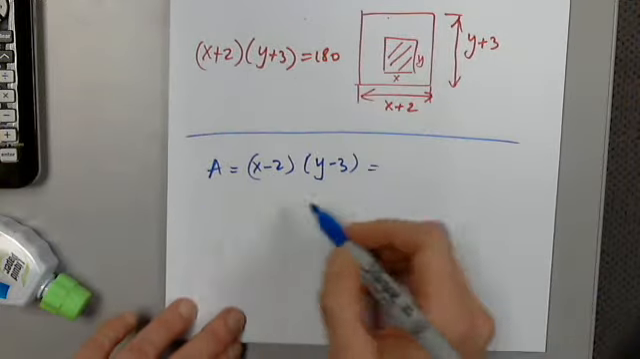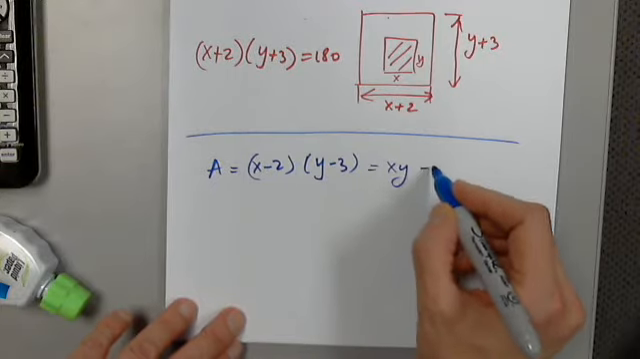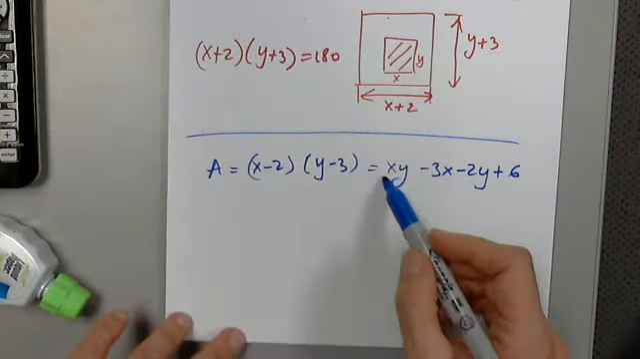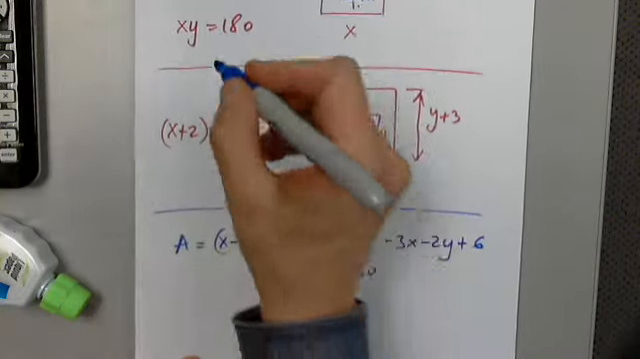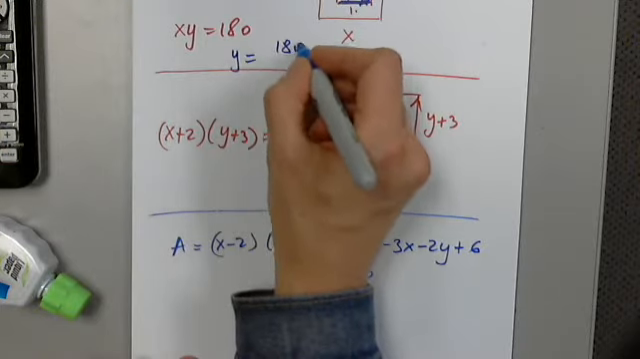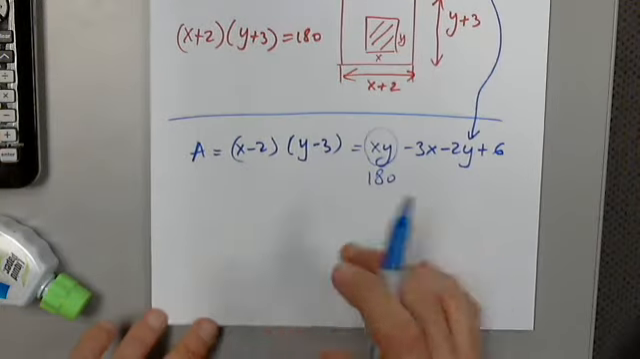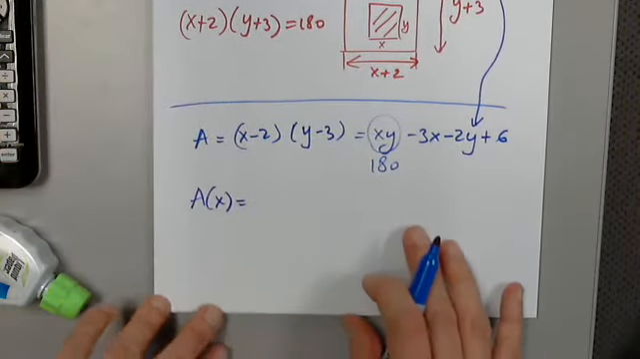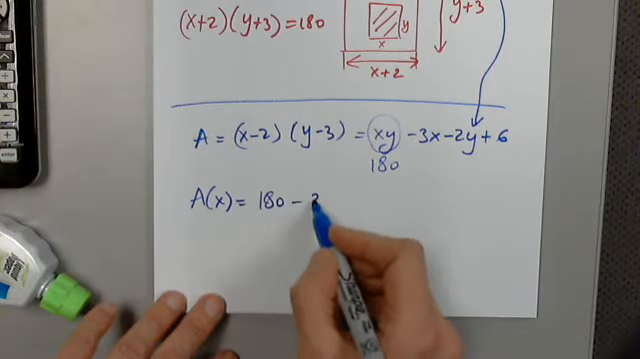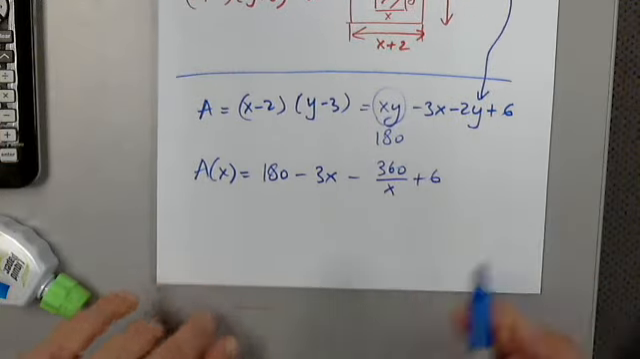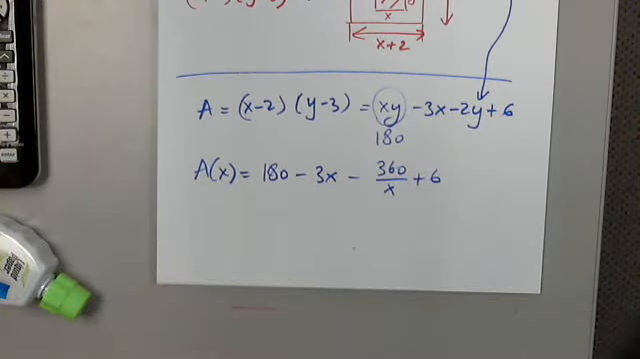So I have to distribute: xy minus 3x minus 2y plus 6. I am given that xy is 180, and I will have to replace y by 180 over x and put it in here. So now the area is indeed only a function of x. So 180 minus 3x minus 360 over x plus 6. From here, all you have to do is differentiate, set it equal to 0, solve the equation and study the sign. Is that good enough?